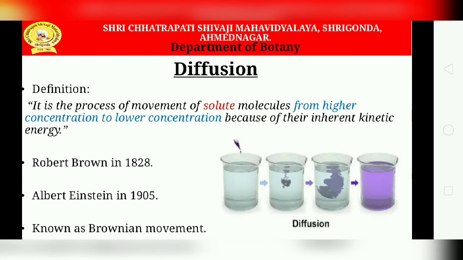Now, in 1905, Albert Einstein took the initiative on this Brownian movement and published his second paper on it. Since the scientist's name was Robert Brown, it was known as Brownian movement.